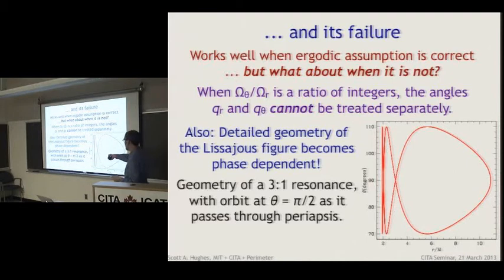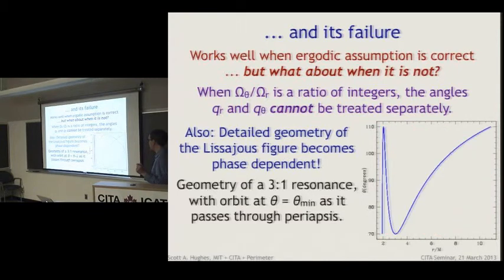So in this particular case, I've chosen my parameters so I'm exactly on a 3-to-1 resonance, and at periapsis, my orbit passes through 90 degrees. The exact same orbital parameters, but I vary the phase so that the orbit is at theta min as it passes through periapsis, and I get a very different Lissajous figure. If I think about what this means in terms of the points that I pass through when I attempt to do my averaging, I'm sampling very different parts of this forcing function. I'm going to get different results.